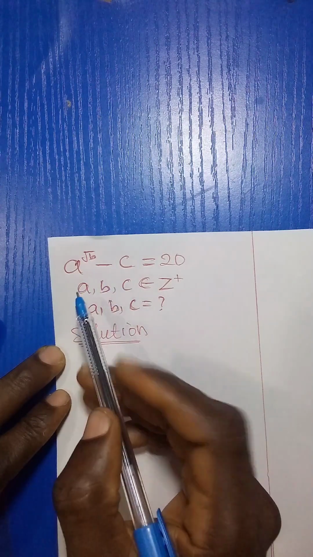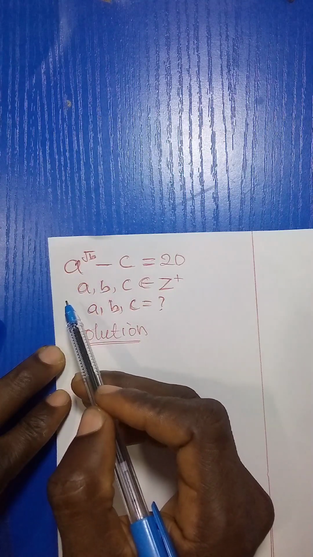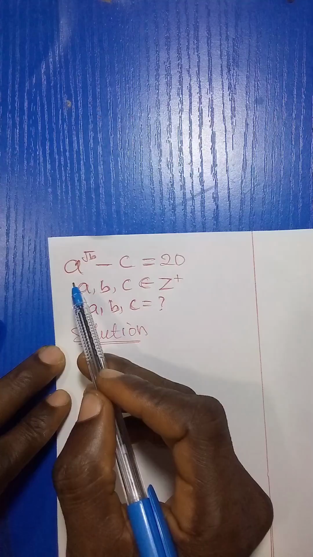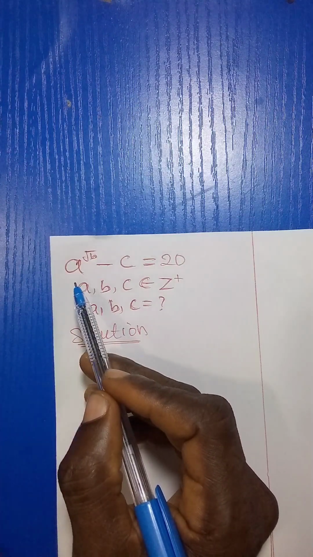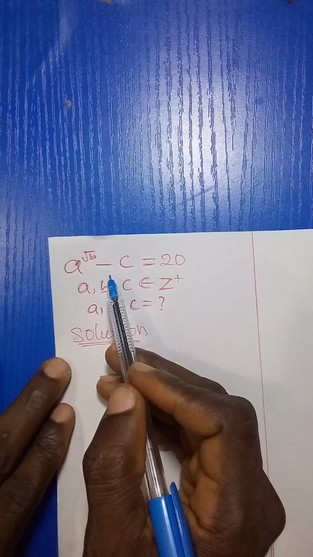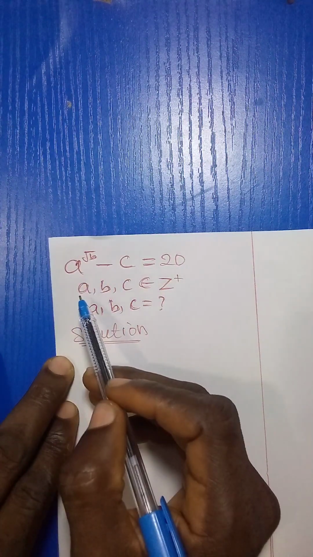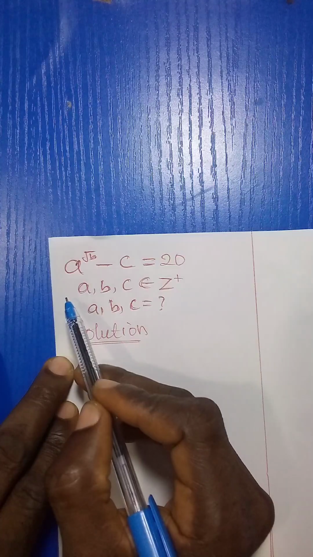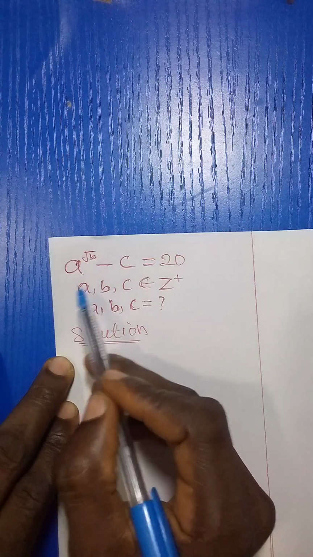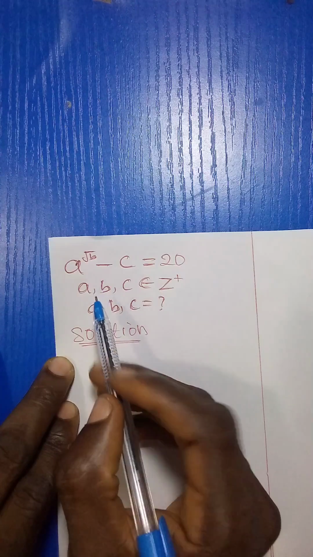In this video I have a simple looking but difficult equation to solve. Why do I say this problem is simple looking but difficult? It is difficult to many people because we have three unknown variables and one equation. Since we have three unknown variables, we are supposed to be given two other equations to make the system of equations three, where we can solve them for A, B, and C.